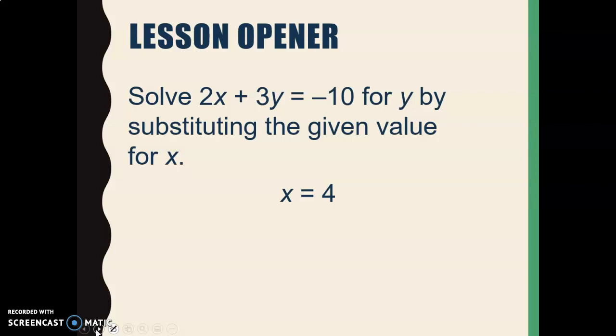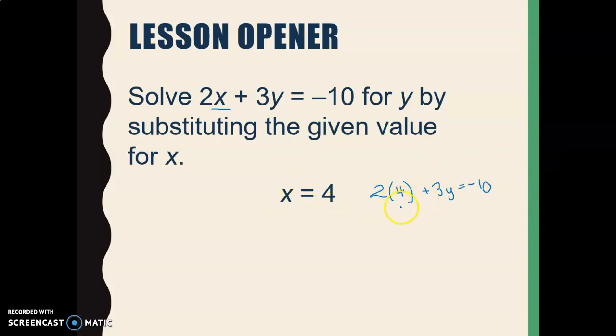So let's try one. Let's solve 2x plus 3y equals negative 10. We're going to solve it for y by substituting the given value for x. So we're told here that x equals 4, which means everywhere we see an x, we are going to substitute in a 4. And just like I've been saying all year, we're going to use parentheses when we substitute. So we get 2 times 4 plus 3y equals negative 10. Go ahead and try to simplify that on your own. Pause the video and then come back and check your work.